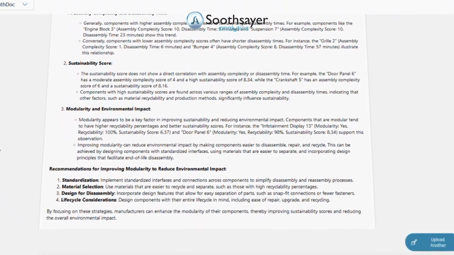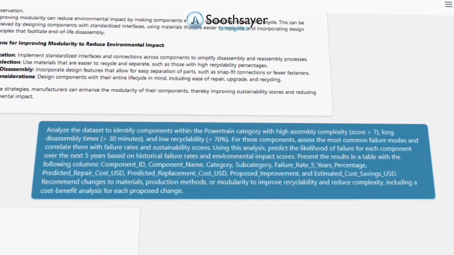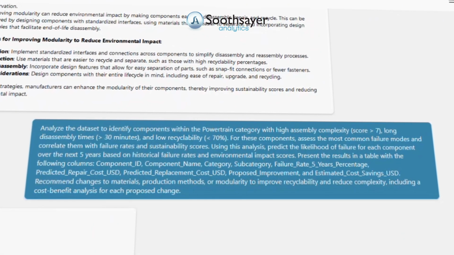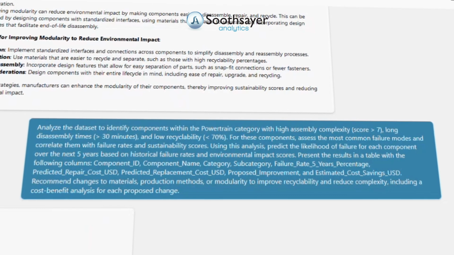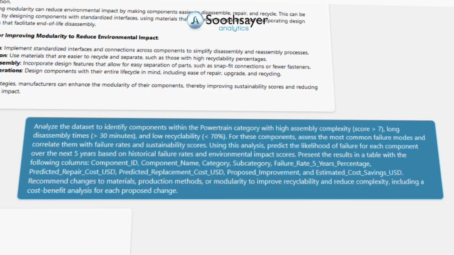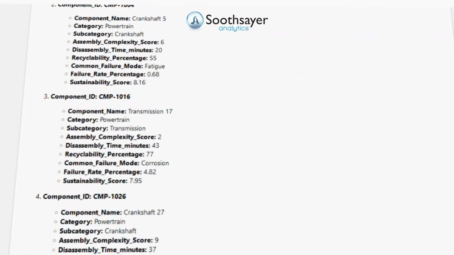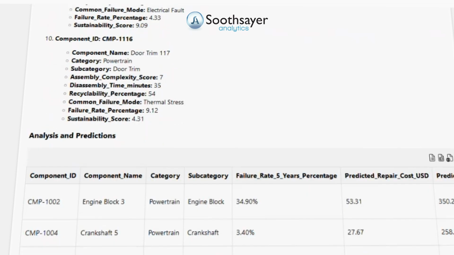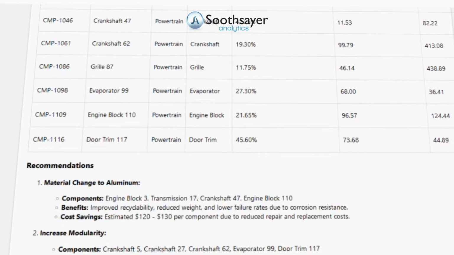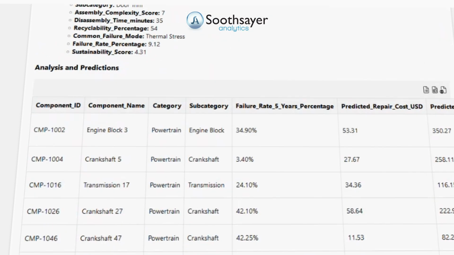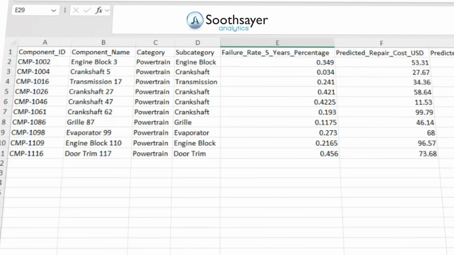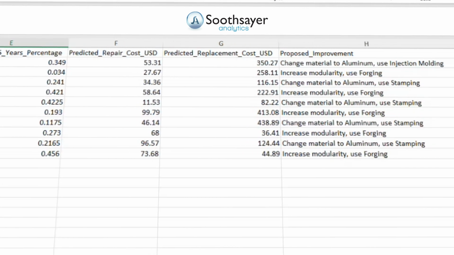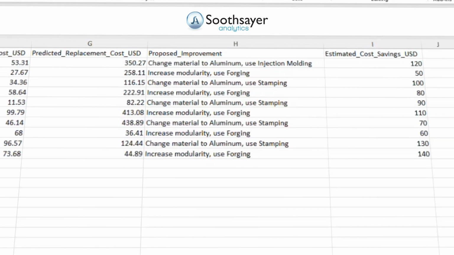processes and improve eco-friendliness. Lastly, this prompt focuses specifically on the powertrain category, identifying components with high complexity, long disassembly times, and low recyclability. It evaluates failure modes, predicts future failure likelihood, and estimates repair and replacement costs over the next 5 years. The results, presented in a clear table, also include actionable recommendations for material and process improvements to enhance sustainability and reduce costs.